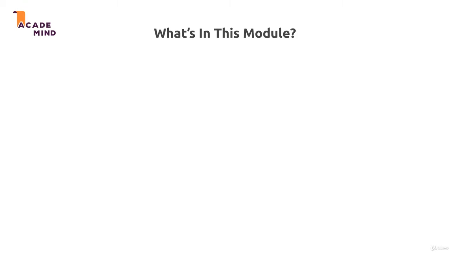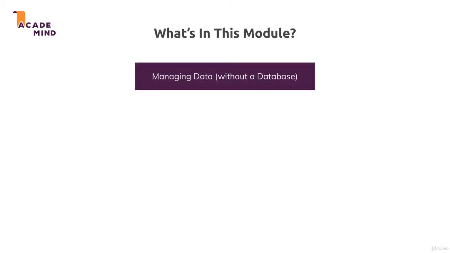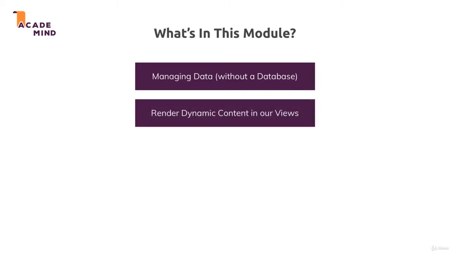So in this module, we will have a first look at how we can start managing data on a Node Express backend. For now, without a database, no worries. There will be a very extensive module about databases in this course, so you will learn how to interact with the database too. But for now, let's just manage data like this. And let's focus on something else here, on rendering dynamic, for now, dummy content in our views.